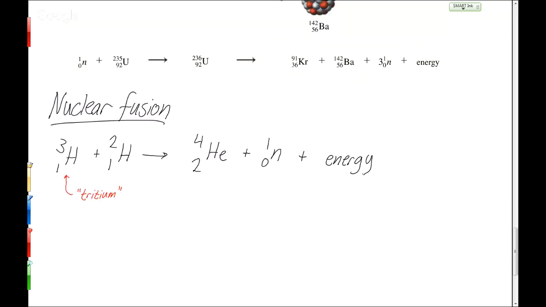It also creates no hazardous nuclear waste like fission does. The products are just helium and a neutron, not radioactive stuff, and it creates an enormous amount of energy. So why don't we just power everything on nice, clean fusion energy? Anybody know what the problem is?